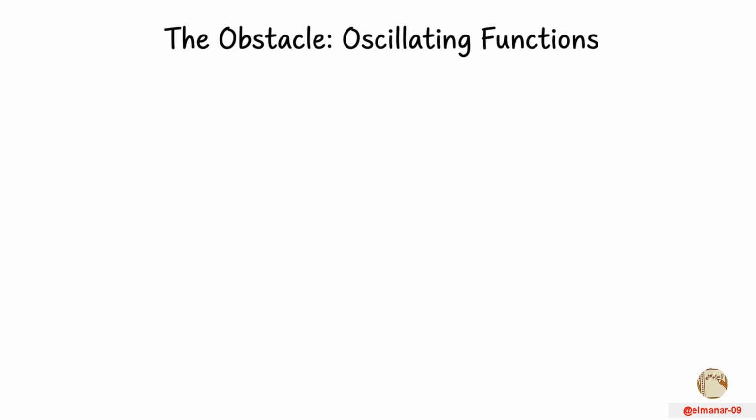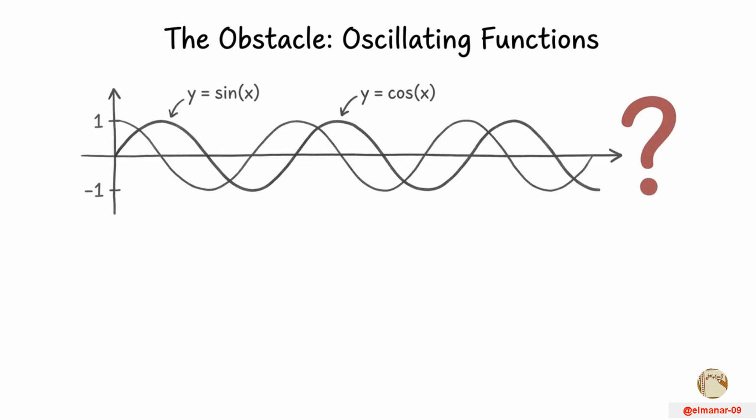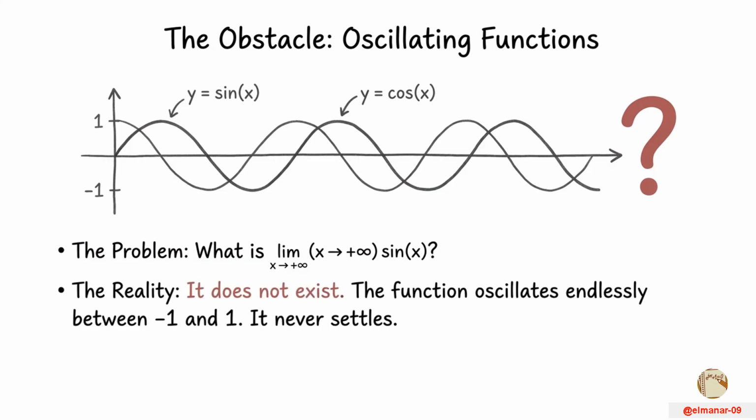Now, let's talk about our biggest obstacle, oscillating functions. Meet sine and cosine, the math world's ultimate yo-yos. If I ask you what the limit of sine of x is as x goes toward positive infinity, what would you say? Look at the graph. It goes up to 1, down to -1, up to 1, over and over forever. It never settles. Because it never picks a final destination, we say the limit does not exist.